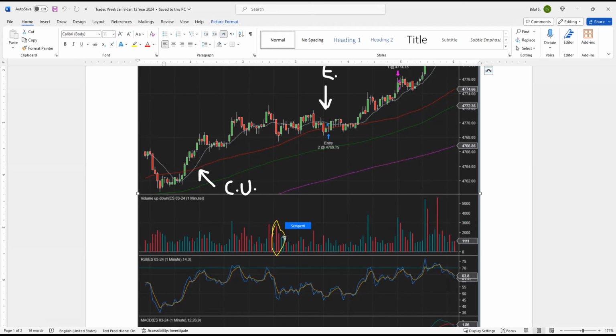They're pretty big, but then they start to get smaller and smaller. So the sellers, and then right here, right where he got in, there's a bunch of green coming in. So that was probably buyers right here at the 50.